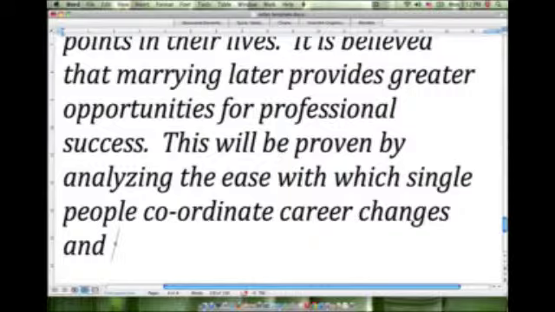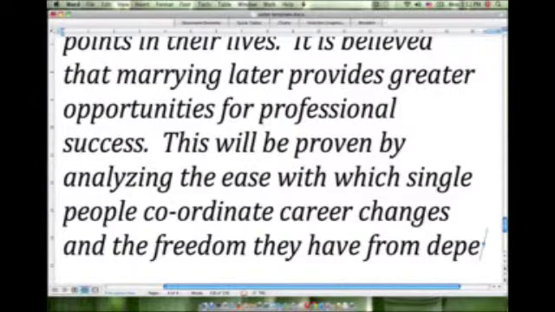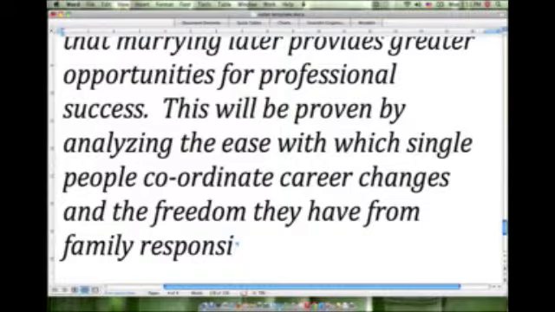and our second point was regarding children and having people dependent on you. So perhaps we would say something like, and the freedom they have from family responsibilities. That's a better way to say it. Responsibilities. Okay, just let me reread this sentence. This will be proven by analyzing the ease with which single people coordinate career changes and the freedom they have from family responsibilities.